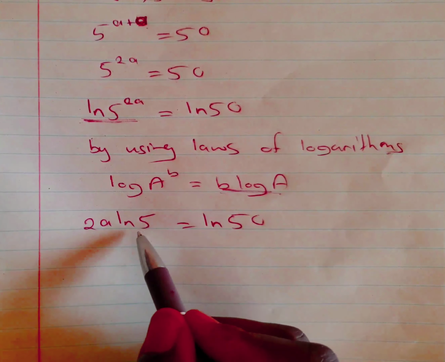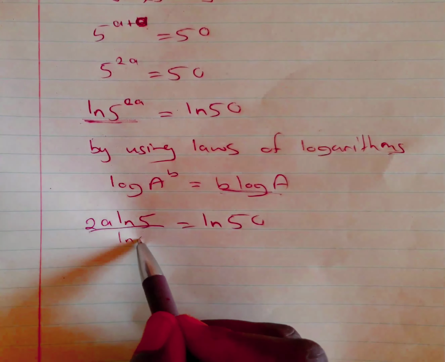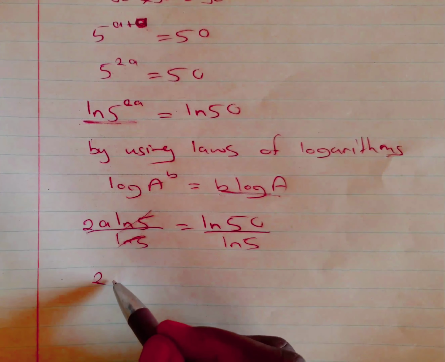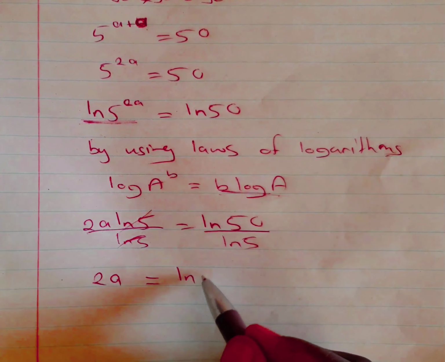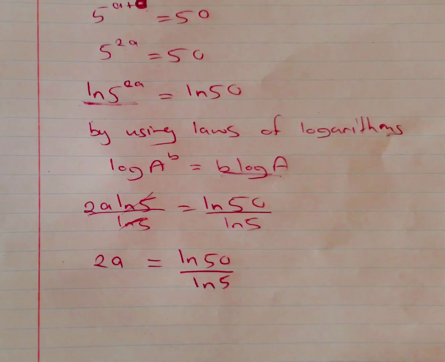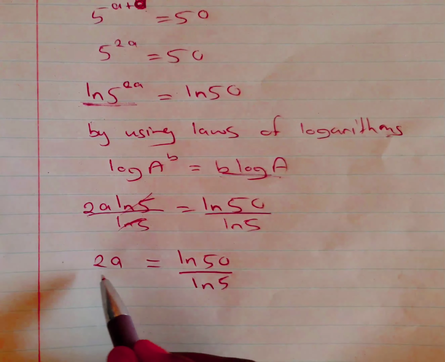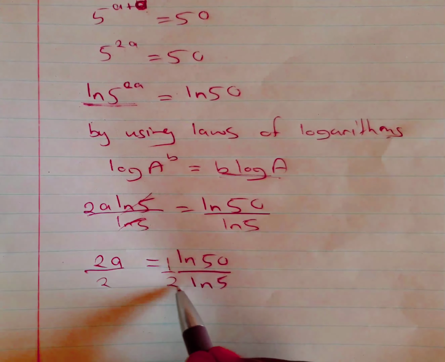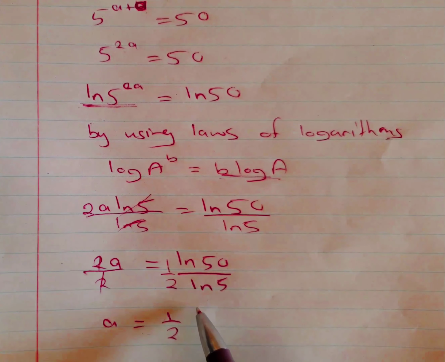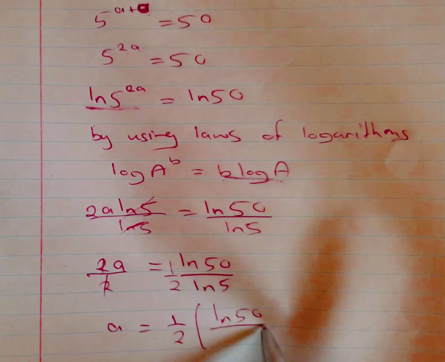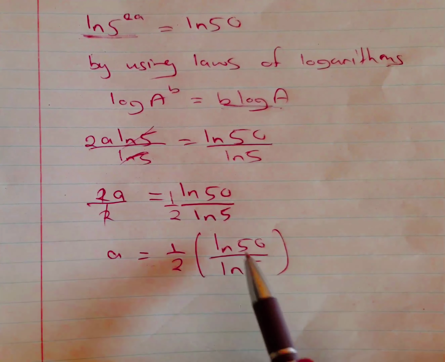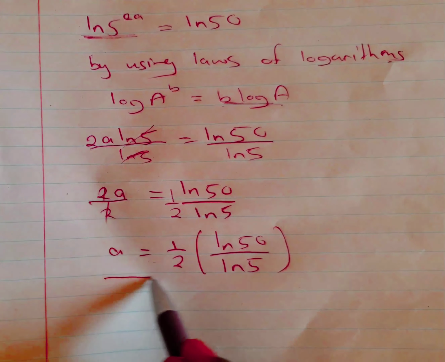Then since we want to solve for a, let's start by dividing both sides by ln 5. Then ln 5 and ln 5 will cancel out. We're left with 2a is equal to ln 50 over ln 5, right? And we want to eliminate that 2, meaning we divide both sides by what? By 2, and we have a is equal to 1 over 2 multiplying ln 50 over ln 5, right? So we have a is equal to half ln 50 over ln 5, right?